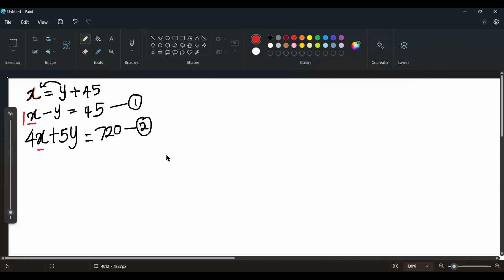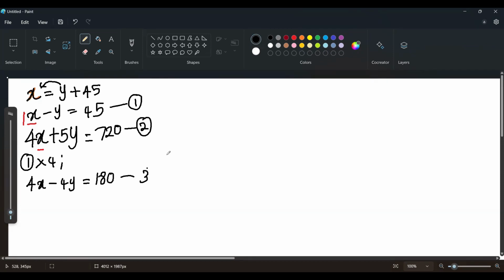You have to multiply this equation by 4. The first equation can be multiplied by 4. Take that one also as 4x. So it should be 4x minus 4y equal to what? 45 into 4, it is 180.